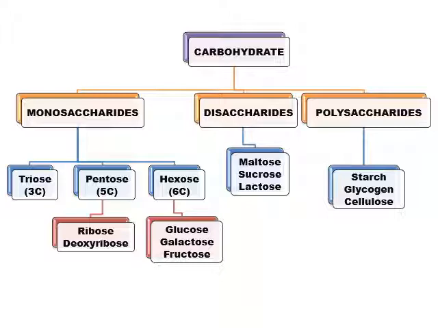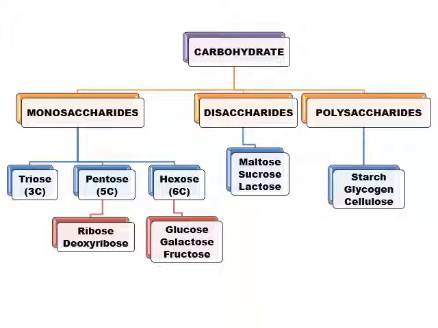Okay, for monosaccharide, we can divide it again into 3 types of sugar: triose sugar, pentose sugar, and hexose sugar. Example for pentose is ribose and deoxyribose. An example for hexose is glucose, galactose, and fructose. While for disaccharide, the double sugar, example is maltose, sucrose, and lactose. And for polysaccharides, example is starch, glycogen, and cellulose.